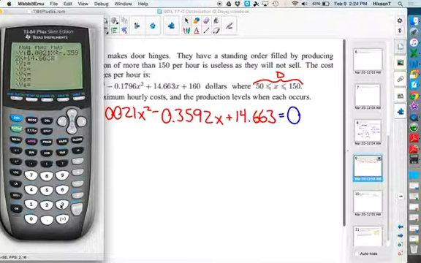Now, I'm going to set my window here because I know my window is going to be x between 50 and 150. So I'm going to set my window to have an x min at 50 and an x max at 150. And I have no idea what the numbers for y are going to be, so I'm going to set it to go from -10 to, let's say, 1,000. Why -10? It was there. You could make it 0 if you want. It doesn't matter. Now I hit graph.